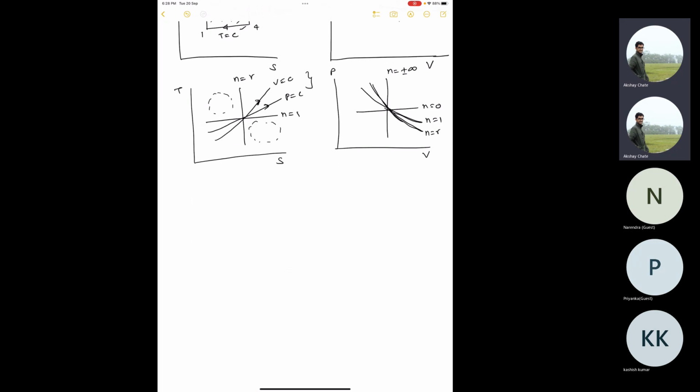Then there is this equation, S2 minus S1 equal to mCp ln T2 by T1 for ideal gas, minus mR ln P2 by P1, and if you have volume, then it becomes plus mR ln V2 by V1. And if it is a solid or liquid, the second term is 0 because there is no pressure or volume change in an incompressible fluid. So only mCp ln T2 by T1 remains.